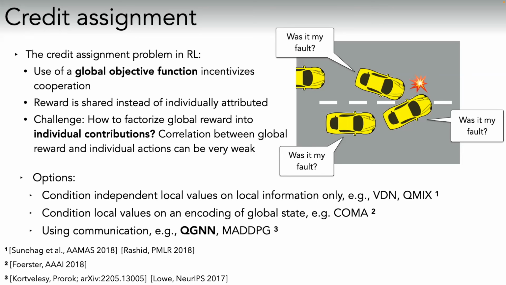QGNN is actually some very, very recent work coming out of my lab that tries to straddle both of these ideas. So using local information, assuming interdependent agent policies, but also trying to give agents a compression of the global state in an efficient way. So these are different ways you can think about trying to solve the credit assignment problem for reinforcement learning in multi-agent systems. And I invite you to look at these papers and the multitude of research that is coming out in that area.